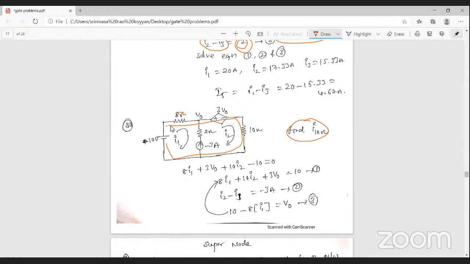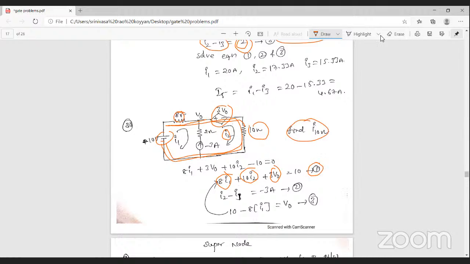First, the current is entering into the 8 ohm resistance, that is 8 into I1. Again the current is entering into the source. What is the source value here? 3 volts, 3 V0. Again the current is entering into the 10 ohm resistance. So what is the current here? I2 current, that is 10 into I2. Again the current is entering into the voltage source, starting from the minus, that is minus 10 is equal to 0, then 10 volts. That is equation number 1.